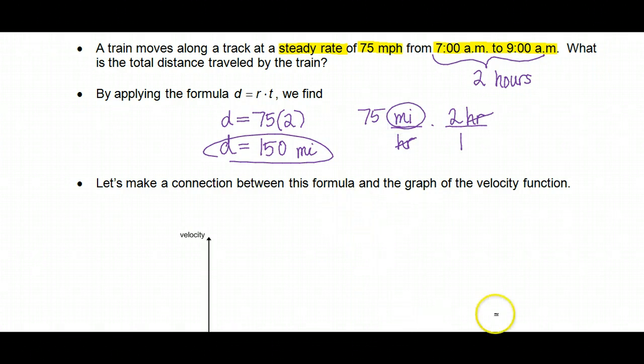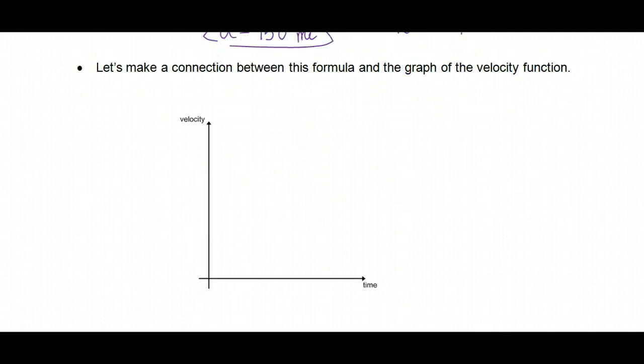Okay, so let's make a connection with this formula and the graph of the velocity. One of the things that we said was that the rate was constant. It said a steady rate of 75 miles per hour. So that means my velocity, here's velocity, basically stays constant at 75. This is velocity, this is v of t. So we're just saying v of t is equal to 75. It's not changing. It's just a constant rate.